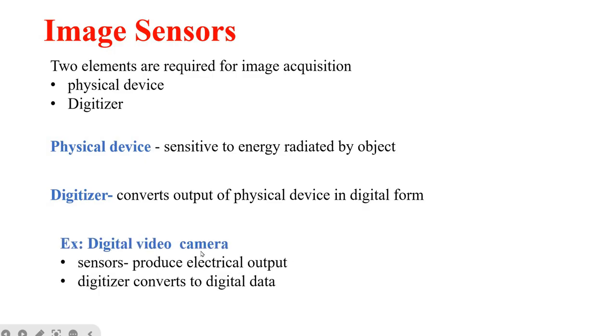For example, you have a digital video camera. Here it consists of the sensors and the digitizer. The sensors will produce the electrical output, which is proportional to the light intensity, and the digitizer converts the outputs to the digital data.